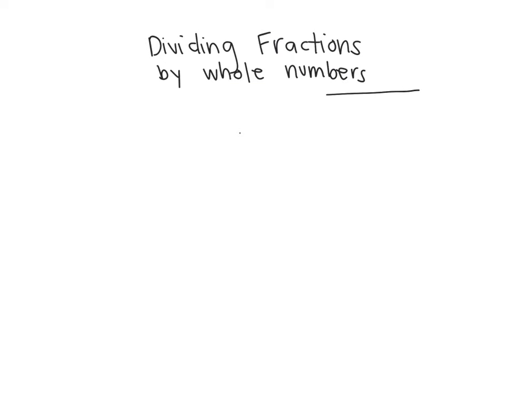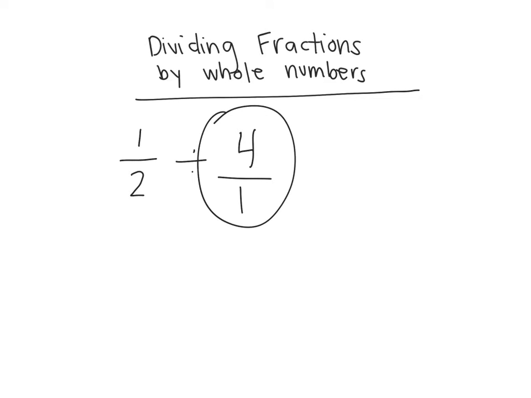Okay, dividing fractions by whole numbers. So, if we remember that any fraction can't be multiplied or divided or added by just a whole number, so we always have to put it over 1. When we divide fractions, we flip the second fraction. So the second fraction is always this one, so that one gets flipped, so we just reverse it.